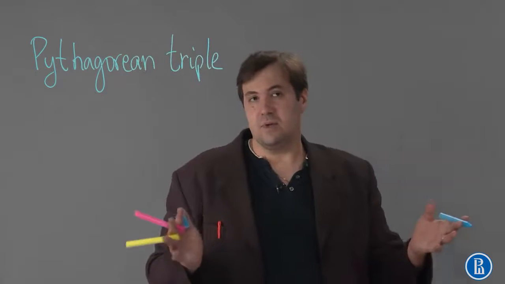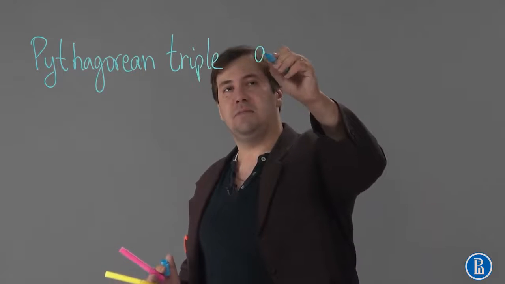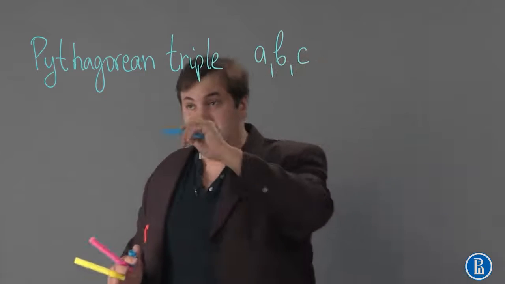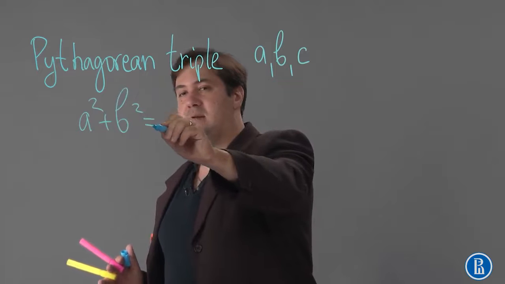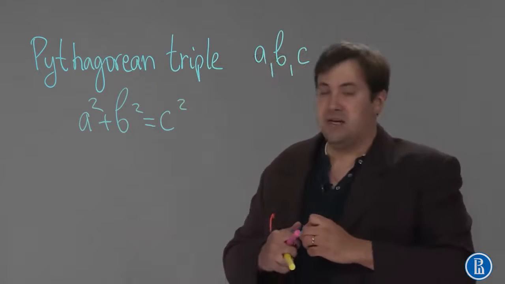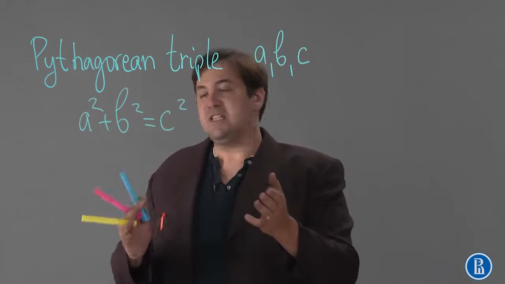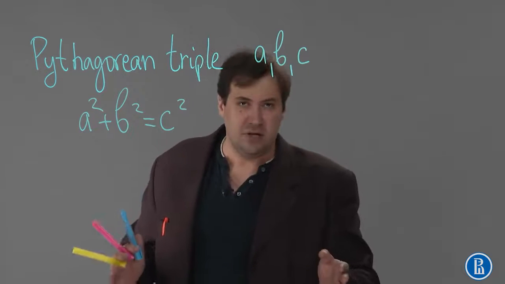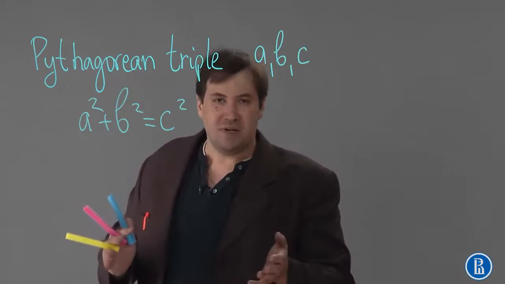It is a set of three positive integers, call them a, b, c, which satisfy an equation which is just like Pythagoras' theorem. Well, here we just deal with natural numbers. We don't deal with triangles, we don't deal with geometry, simply numbers and number theory.